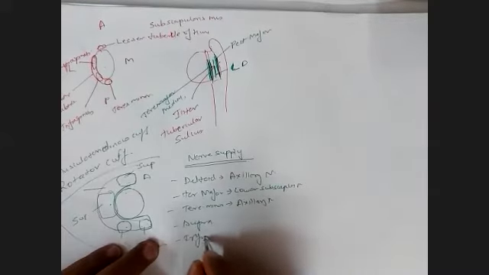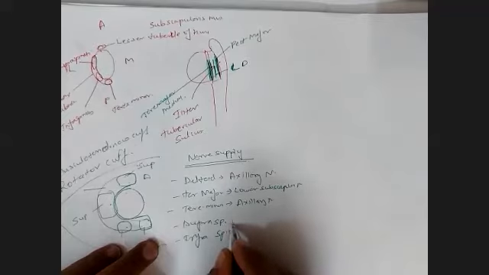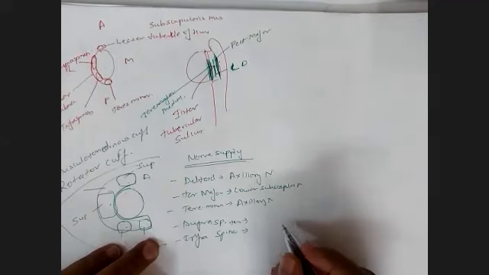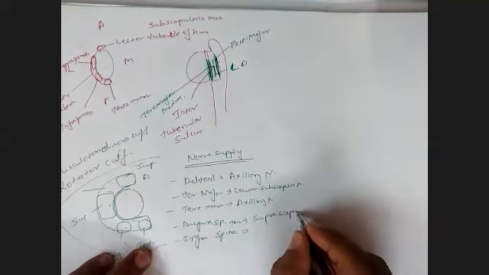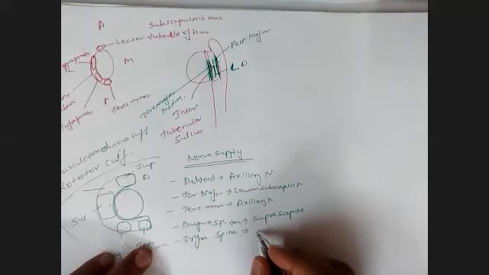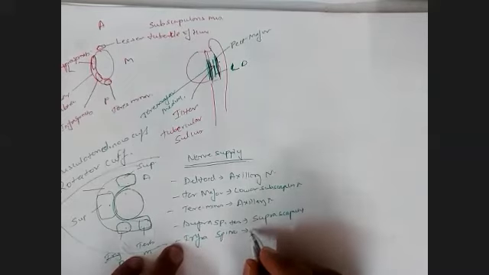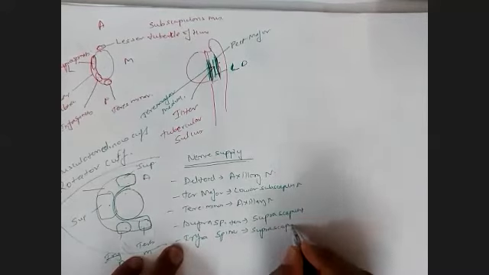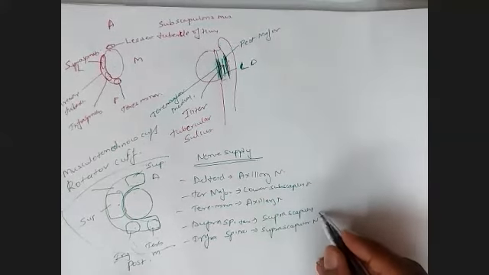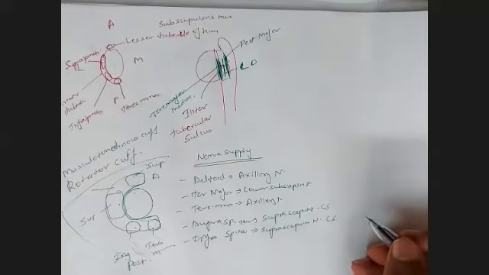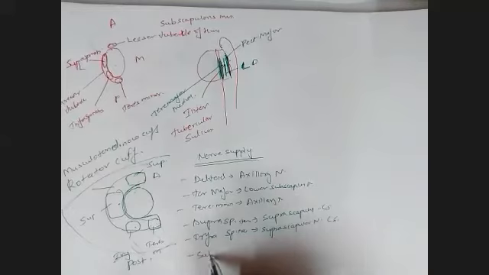Supraspinatus and infraspinatus are both supplied by the suprascapular nerve. The root value of the suprascapular nerve is C5, C6. Now one more muscle, subscapularis.